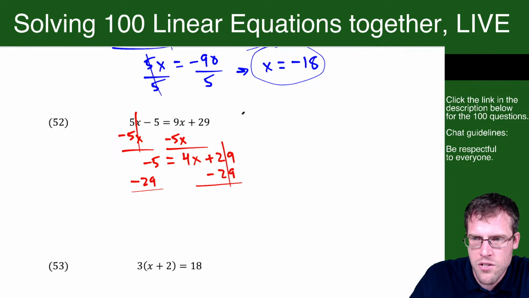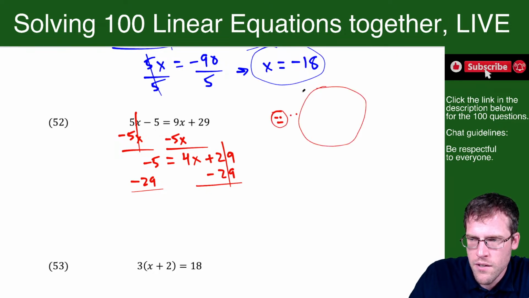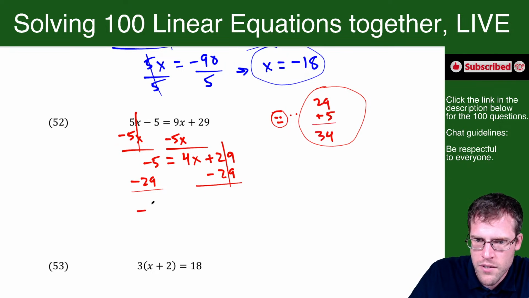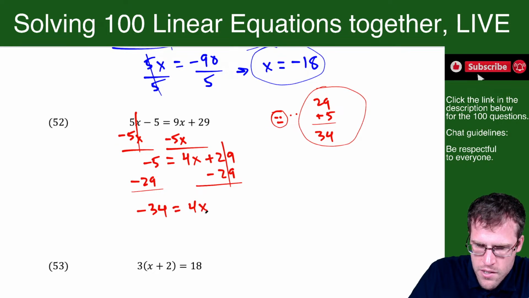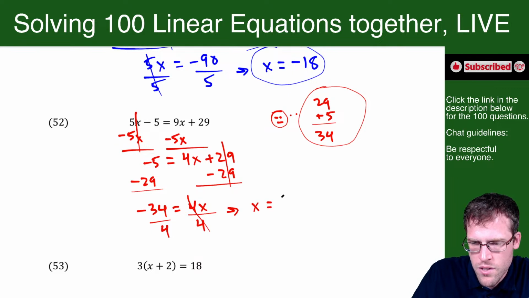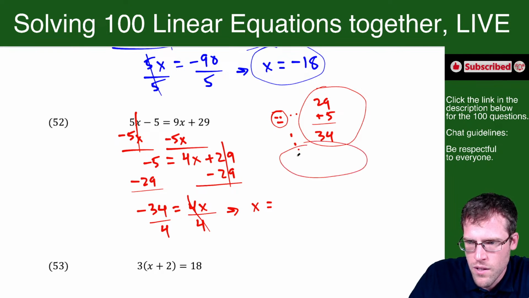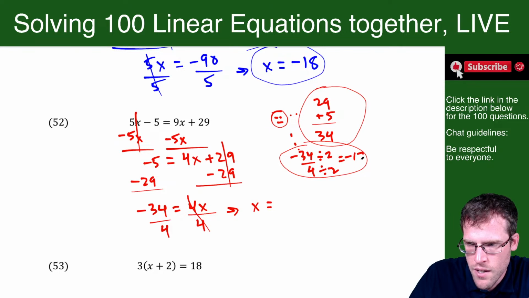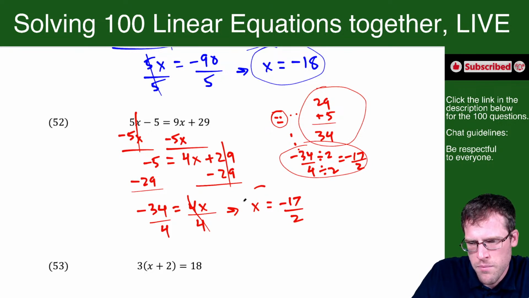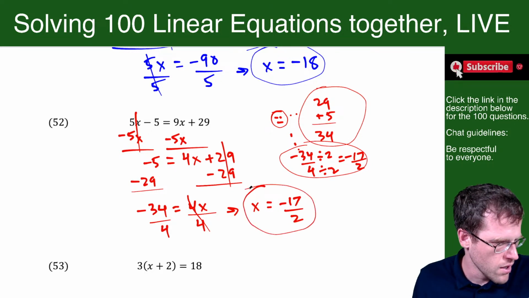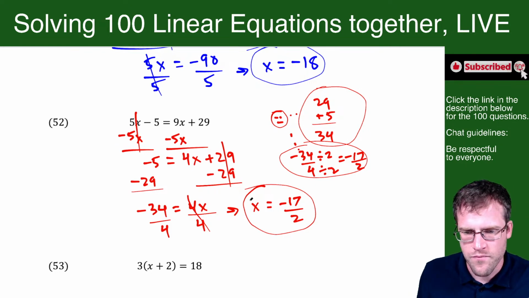So similar situation to before. I'm doing in my head 29 plus 5, but it's negative. So that's 34. So it'll be minus 34 equals 4x. And now this is going to be a strange looking answer, but it is our answer. So here, x equals negative 34 over 4. I would just divide the top and bottom by 2. In my head, I'm just dividing top and bottom by 2, and that's negative 17 over 2. All right, which you could write as negative 8.5 even, if you want to write it as a decimal. I would just rather write it as a fraction.